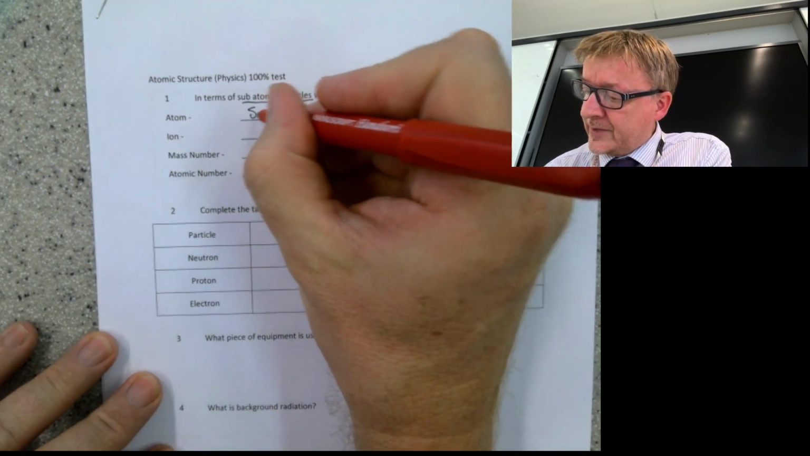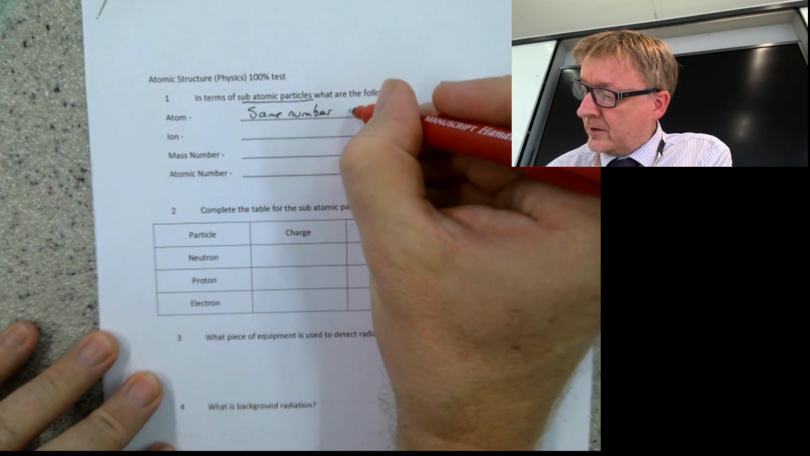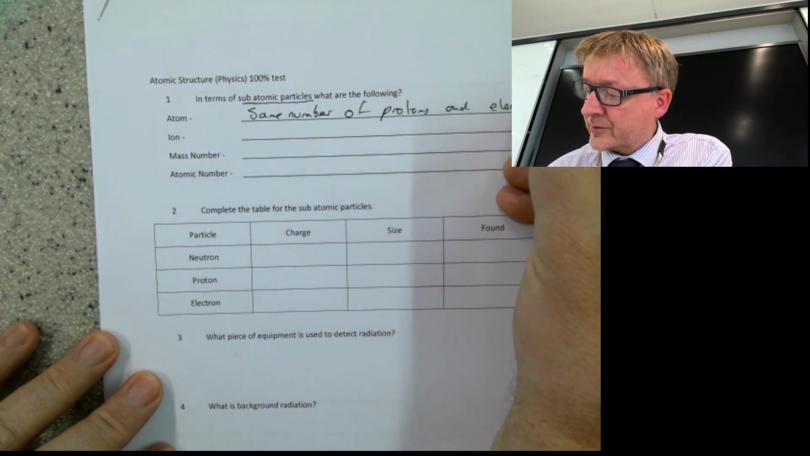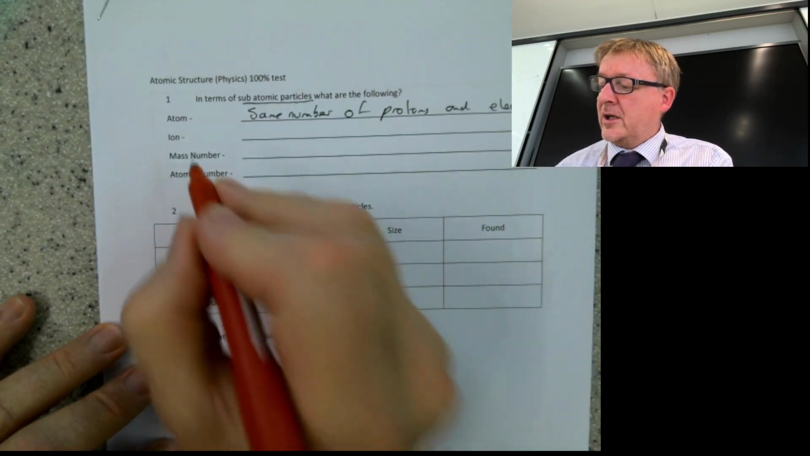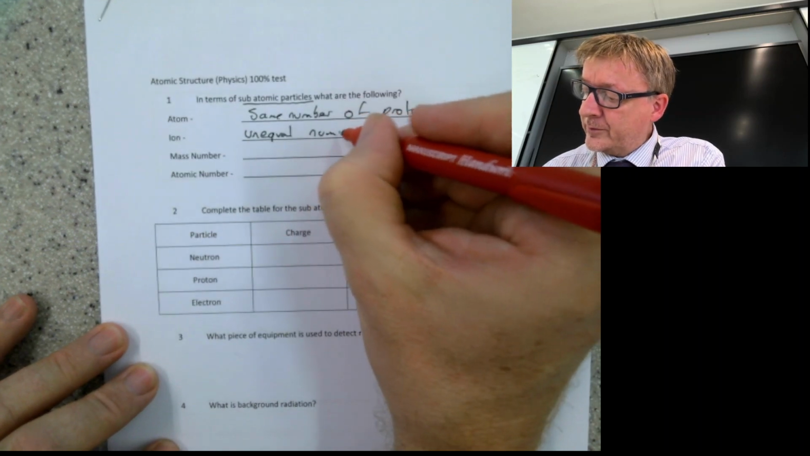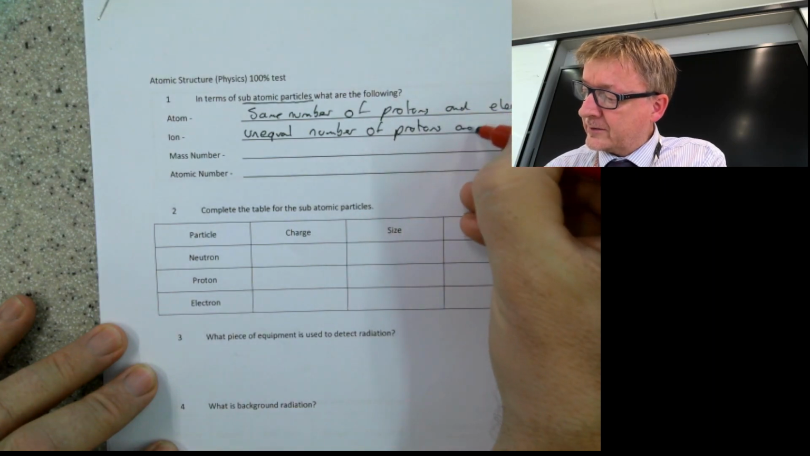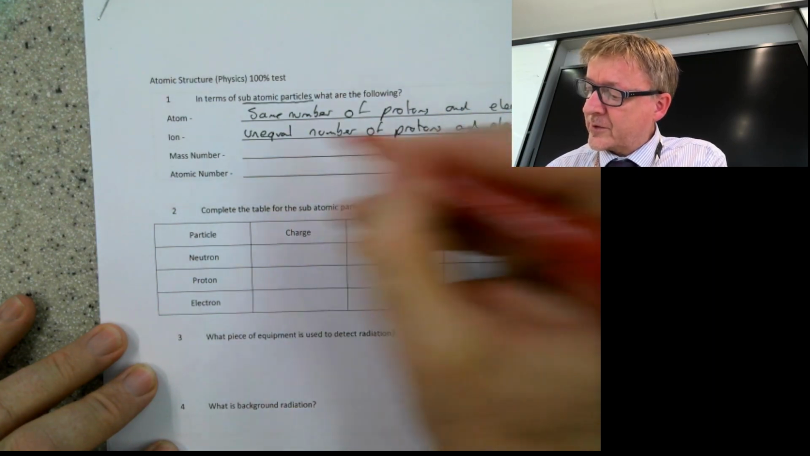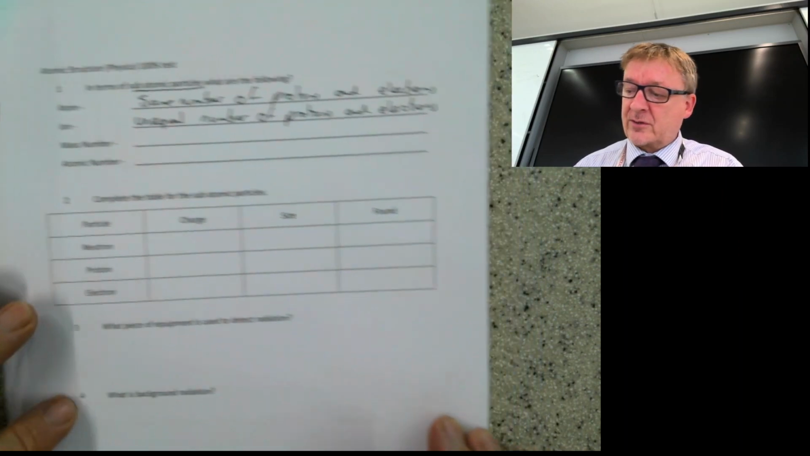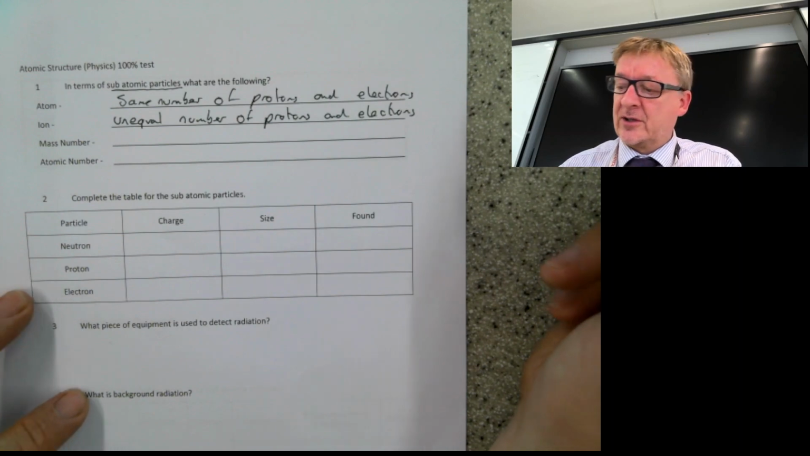So in an atom, it is the same number of protons and electrons. Okay? An ion has an unequal number of protons and electrons. So an ion means a charged particle. If it's got more electrons in it, then it's going to be negatively charged. If it's got more protons, it's going to be positively charged.